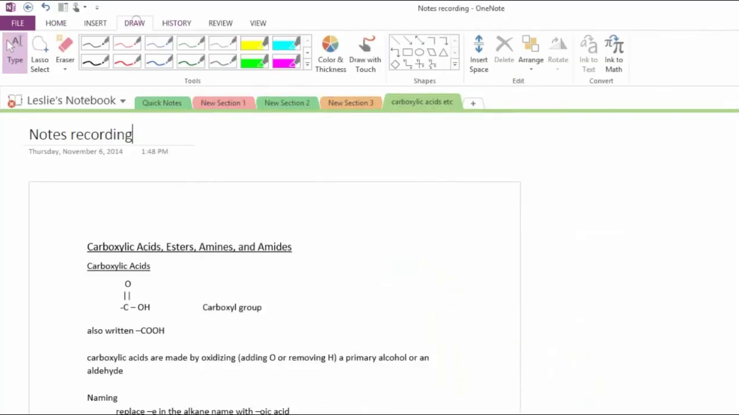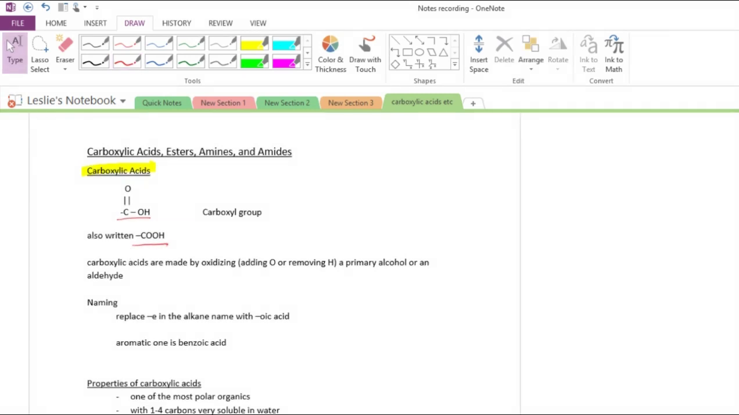All right, we have our chapter, carboxylic acids, esters, amines, and amides, and we're going to do 4 recordings, one for each of those. So carboxylic acids is our first one. Here's what our functional group looks like. It consists of a carbon double bonded to an oxygen, and then single bonded to an OH. If you see it written out COOH, that's the same thing. It's easier to type.